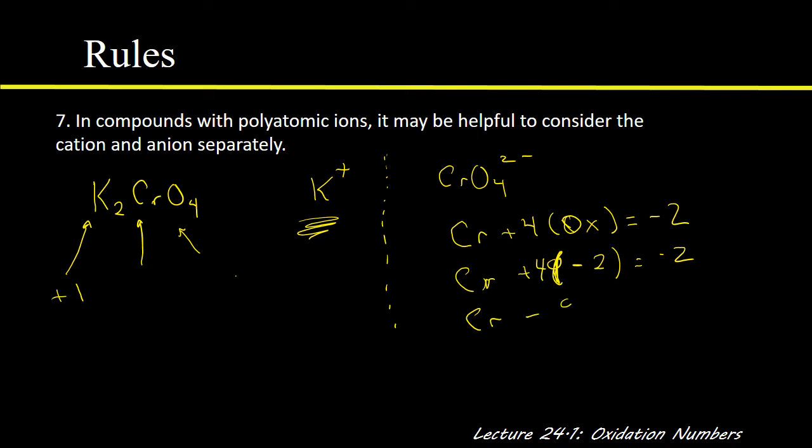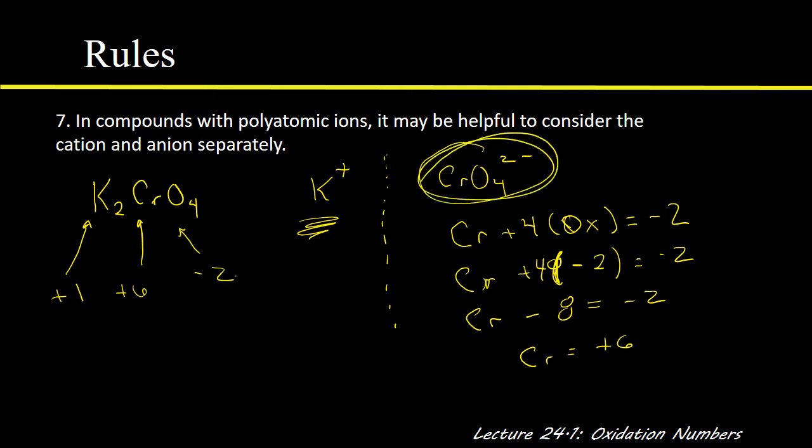So this gives us chromium -8 equals -2, or chromium equals +6. We end up at the same place doing it this way, but the algebra is a little bit simpler if we look at that polyatomic ion all by itself instead of looking at all three elements simultaneously. It's your choice. You can do it either way.